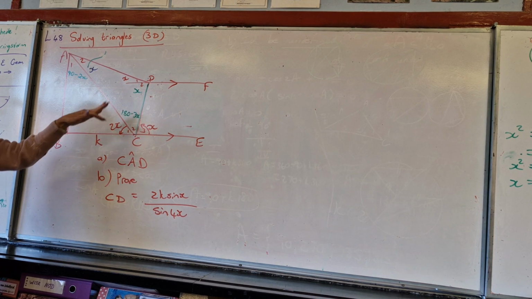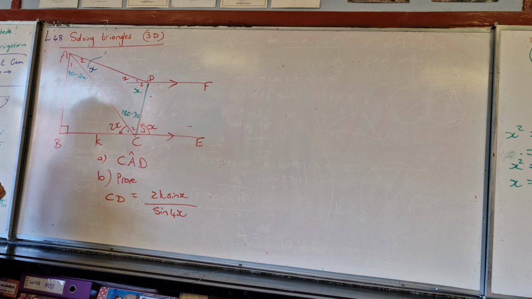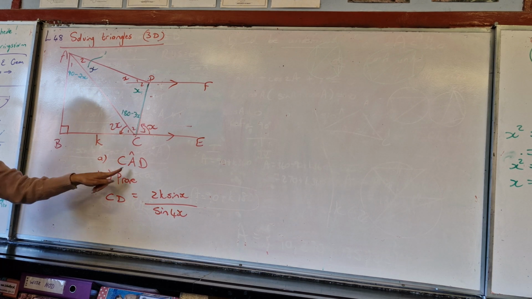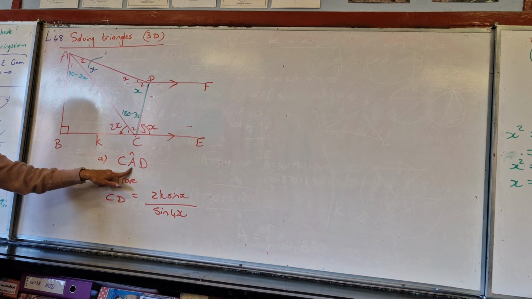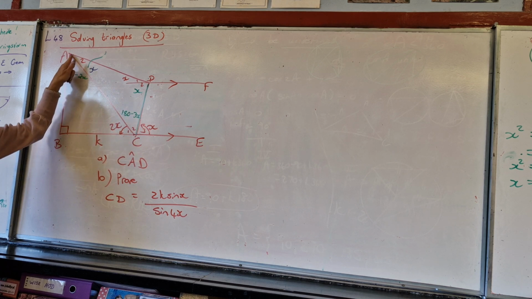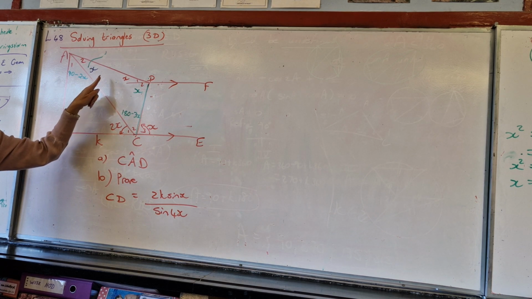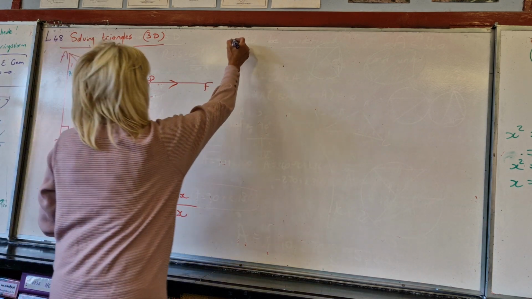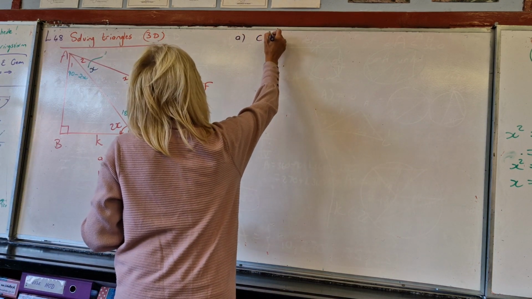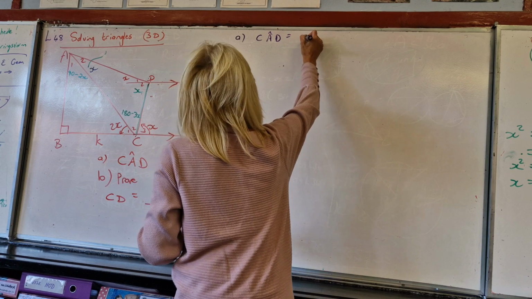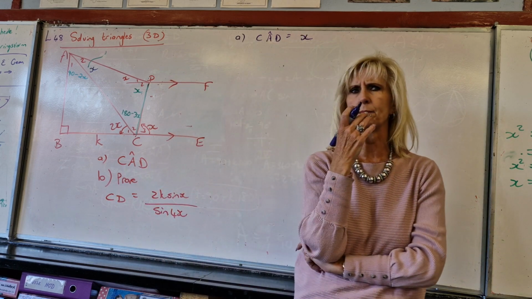So now I've got all the angles. Now I can actually look at the question. They asked me to find angle CAD, and I've solved it because of the natural things that we always do. So CAD would be equal to x. Do I have to tell them how I got there?